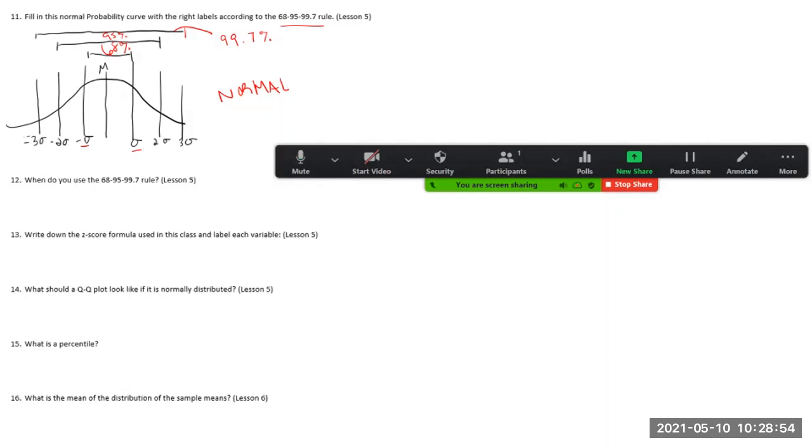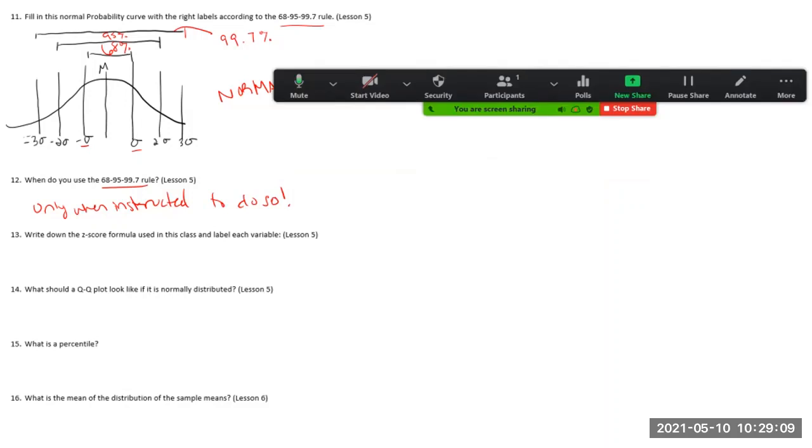When do you use the 68, 95, 99.7 rule? Only when instructed to do so. There are times when you're going to use a normal probability applet, and there are times when you're going to use this rule. This is an approximation, so it's not going to give you exact numbers. And so only use this rule when instructed to do so.